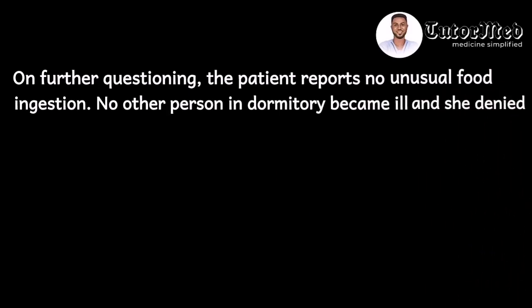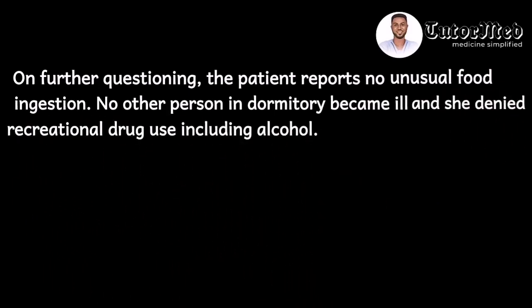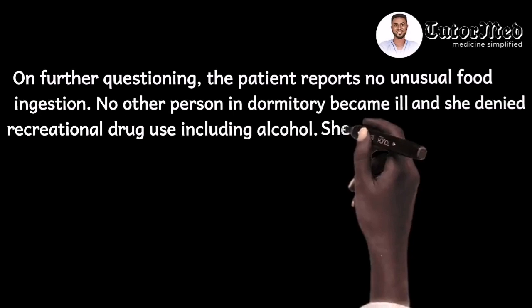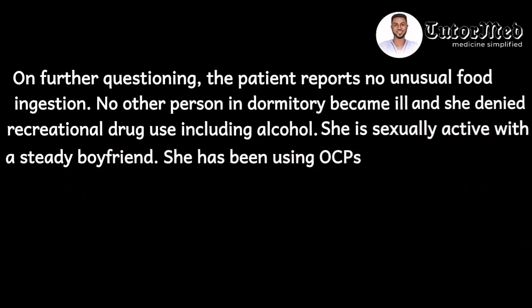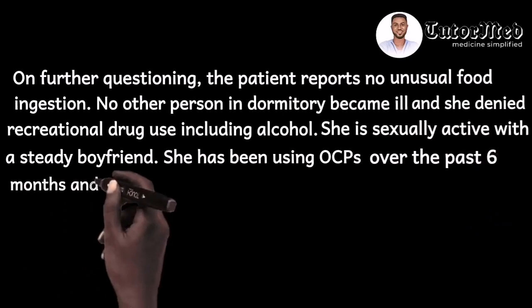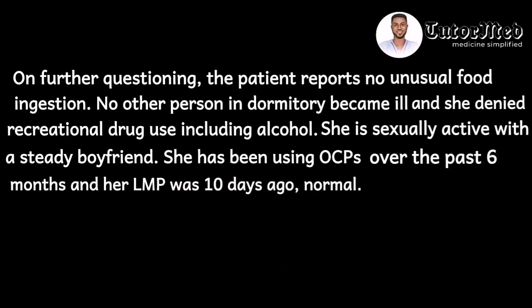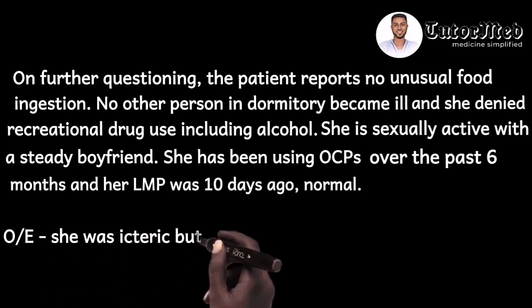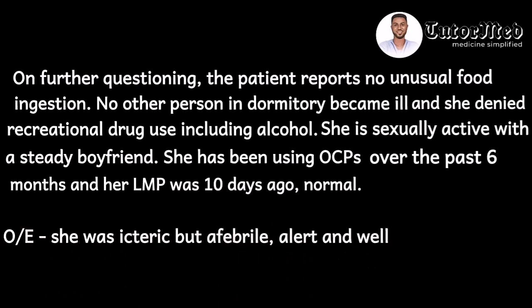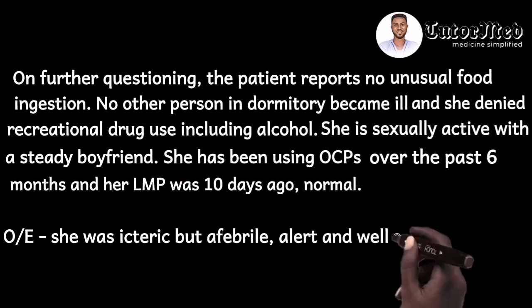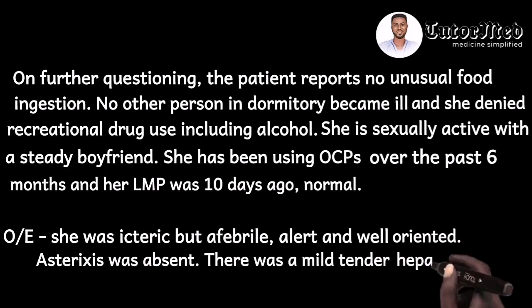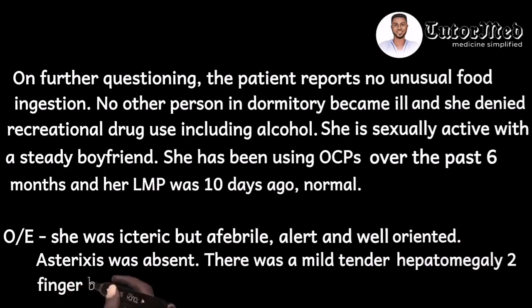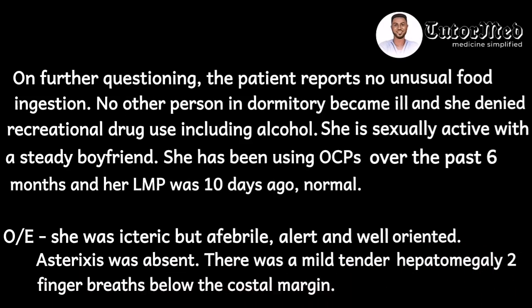ill, and she denied recreational drug use, including alcohol. She is sexually active with a steady boyfriend. She has been using oral contraceptives over the past 6 months, and her last menstrual period was 10 days ago, which was normal. On examination, she was icteric but afebrile, alert and well-oriented. Asterixis was absent.